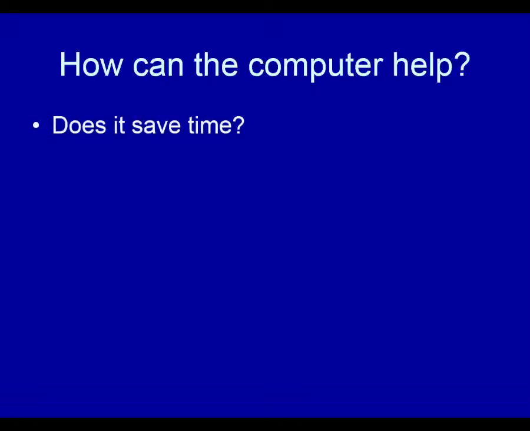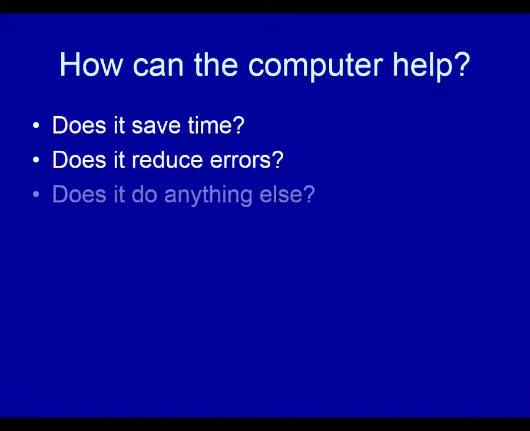The question I want to ask first is, how can the computer help? Does it help save time? Meaning it does things so much faster than you can? Of course, that's true. Does it reduce errors? Well, if you know how to enter things properly and read instructions and so forth, of course, it also reduces errors. Does it do anything else? You might think of other possibilities, but those are the two things. Reduces errors and improves efficiency.